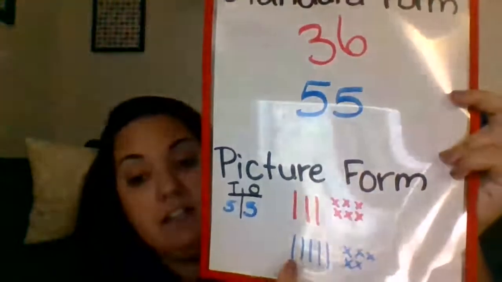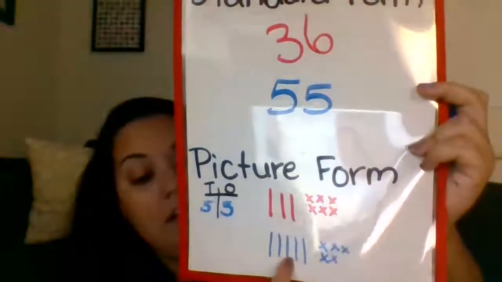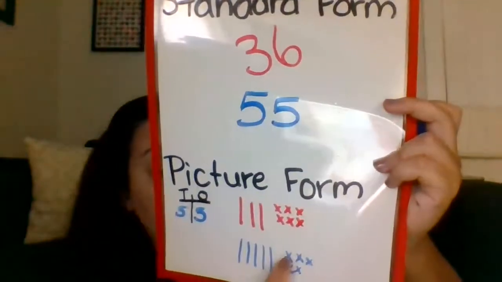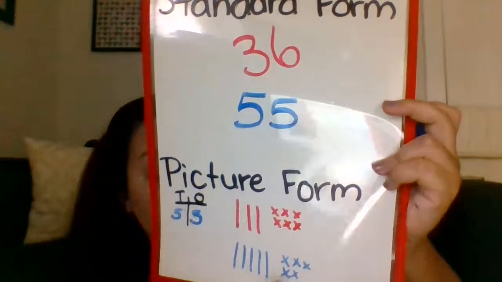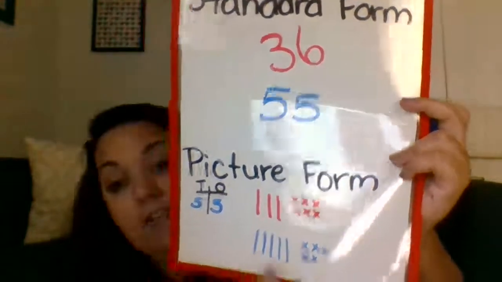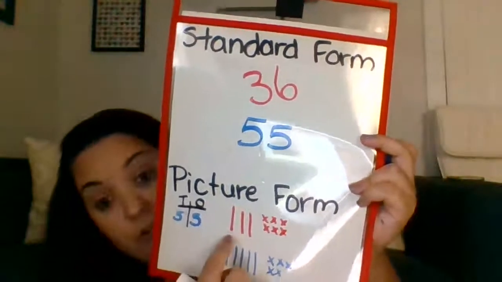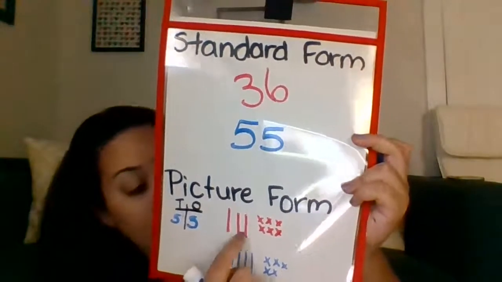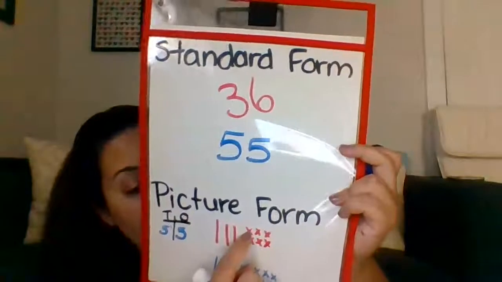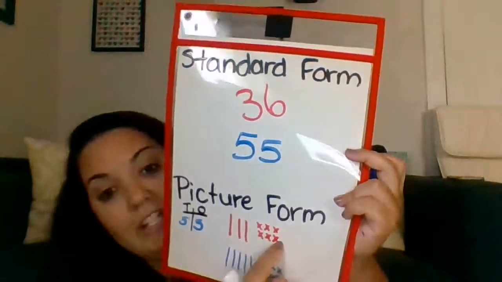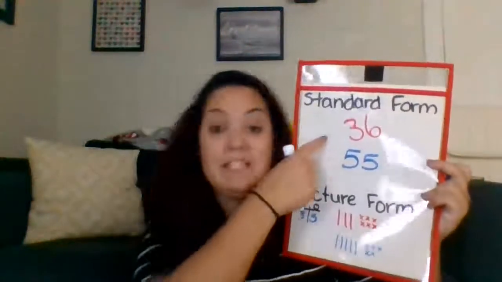I have 5 tens. I can count 10, 20, 30, 40, 50, 51, 52, 53, 54, 55. So that shows me 55. If I count this up, I should have 36. Let's check it. 10, 20, 30, 31, 32, 33, 34, 35, 36. Great. So now I can write numbers in standard form and picture form.